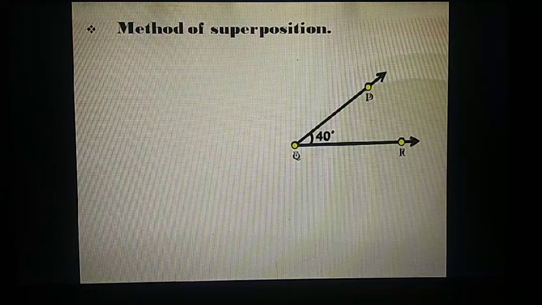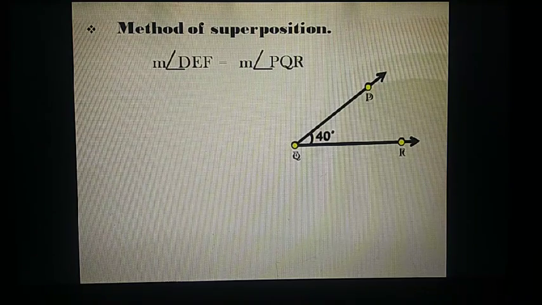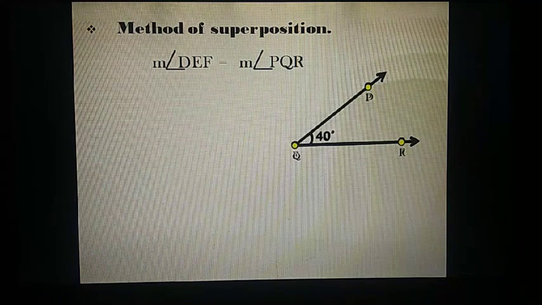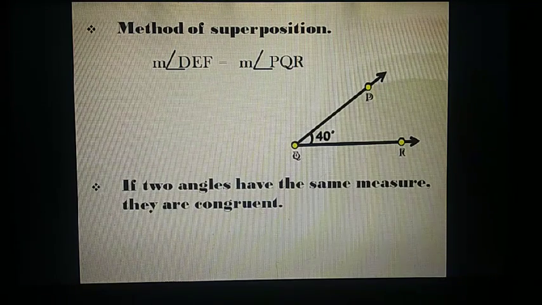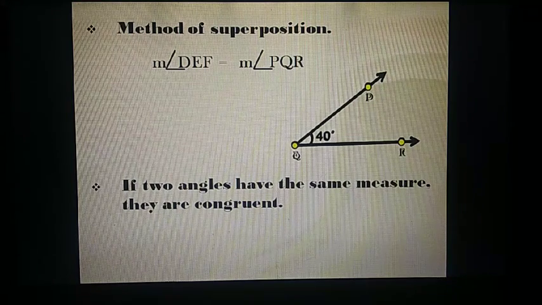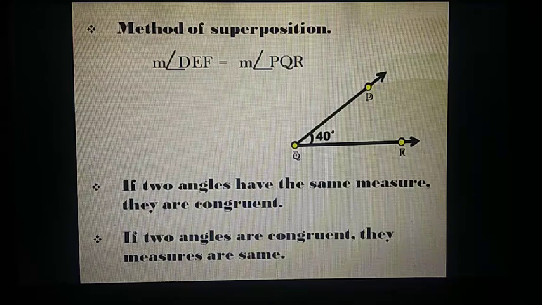So yes, as the measures of both the angles are equal, we can say that the angles are congruent. Finally, we can conclude, if two angles have the same measure, they are congruent. If two angles are congruent, their measures are the same.